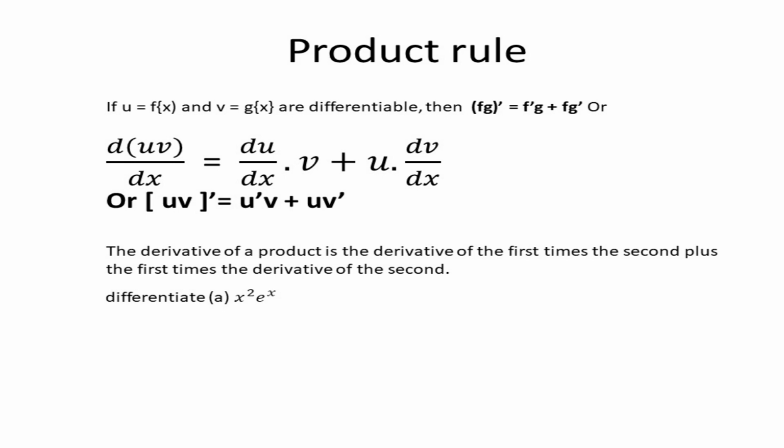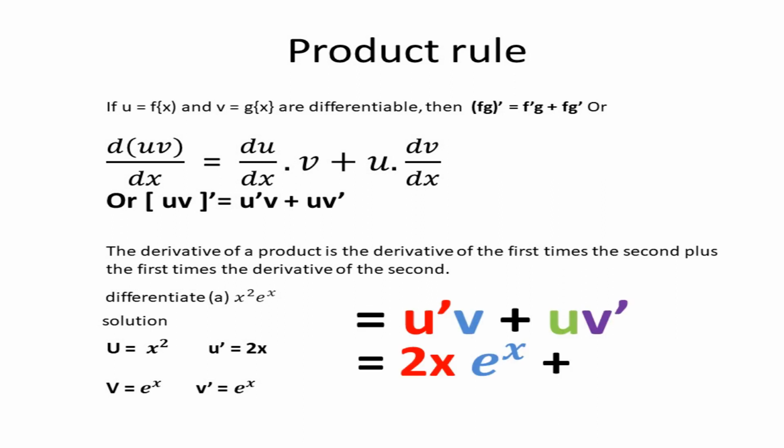Here we have two parts. We have x squared, which will represent u, and we have e to the power x, which represents our v. Differentiating these two, we get 2x and e to power x respectively. Now, substituting this into our formula, we get 2x e to power x plus x squared e to power x.